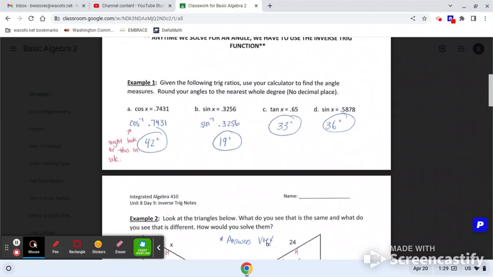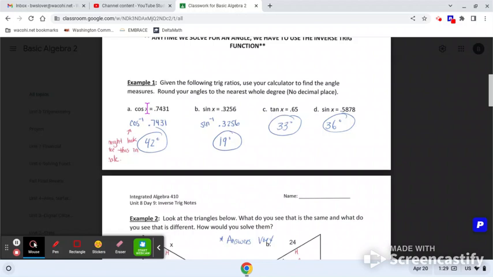So number 1, we're just practicing using a calculator. Given the following trig ratios, use your calculator to find the angle. Round your answers to the nearest whole degree. I even gave you a note that I don't want decimals. So when I saw this, it says cosine of x equals 0.7431. Well, that x is what I'm trying to solve for. I'm trying to find that angle measure because anything that follows the function is your angle. So in order to do that, I'm using what that little rectangle just said. I'm going to hit shift or second, depending on your calculator, and then the cosine button.